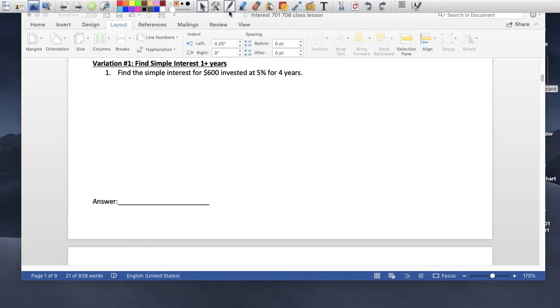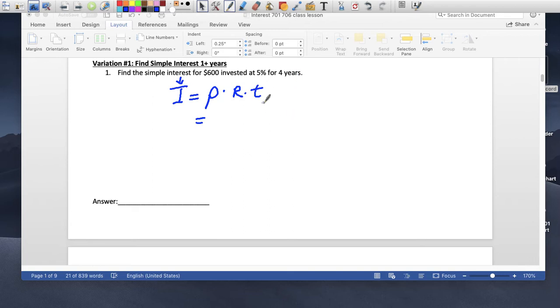So I'd like you to start with this. If it's simple interest, you will always use this, right? I equals P times R times T. Find the simple interest. In this case, this is what we want right here. So that's going to be our unknown variable. Find the simple interest for $600 invested at 5% for 4 years.